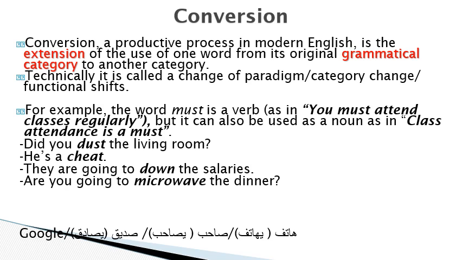As verbs. We have microwave, but we can use this noun as a verb by saying, for example, are you going to microwave the dinner? It means to heat the dinner. Also, the word Google: we have it as a noun, but I'm going to Google the topic on the net. It means that I'm going to search.